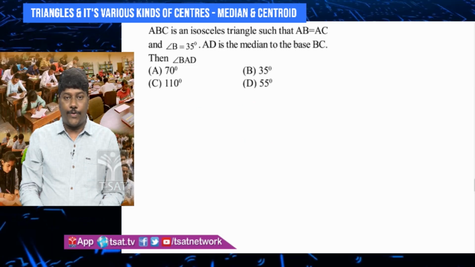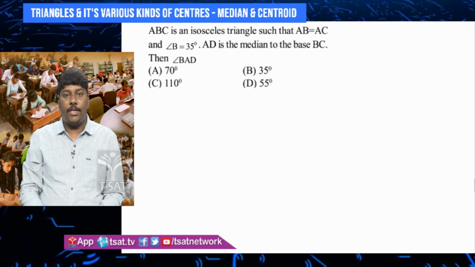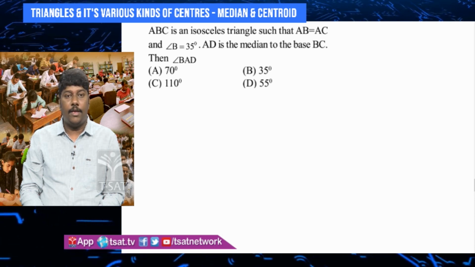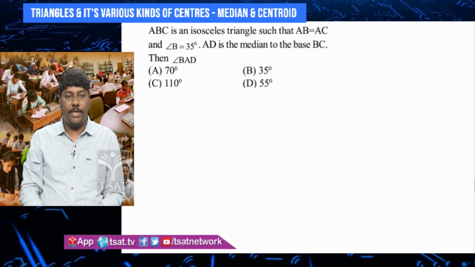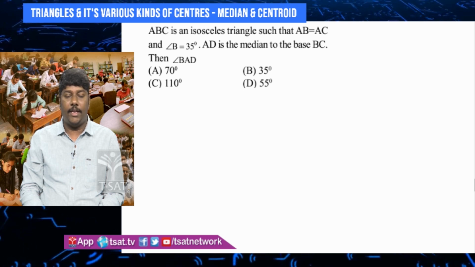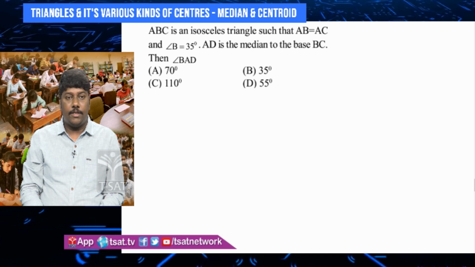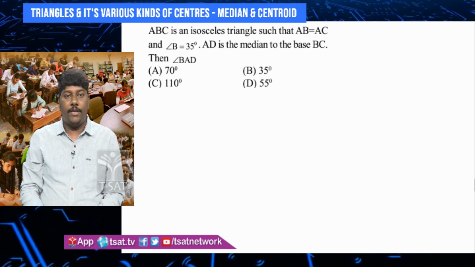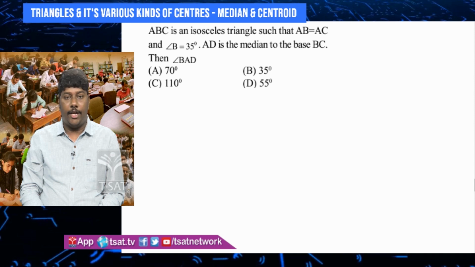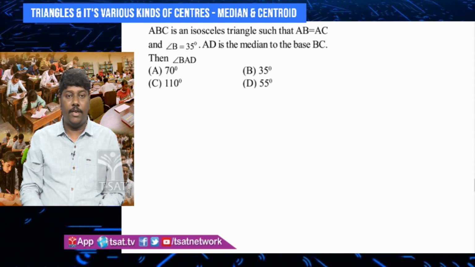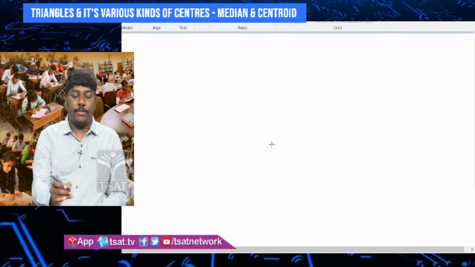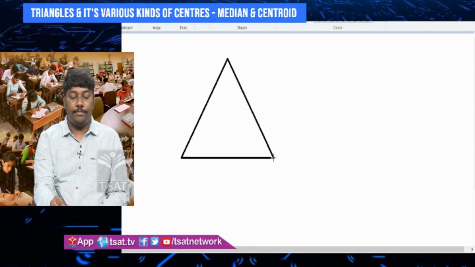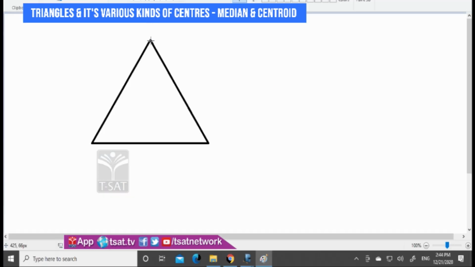ABC is an isosceles triangle such that AB is equal to AC and angle B is equal to 35 degrees. AD is a median to the base BC, then triangle BAD. So, let's keep this question for a minute and try to understand how the median, angular bisector, altitude and perpendicular bisector behave in an isosceles triangle. Take an isosceles triangle. Here I am drawing an isosceles triangle. Take it as a median.